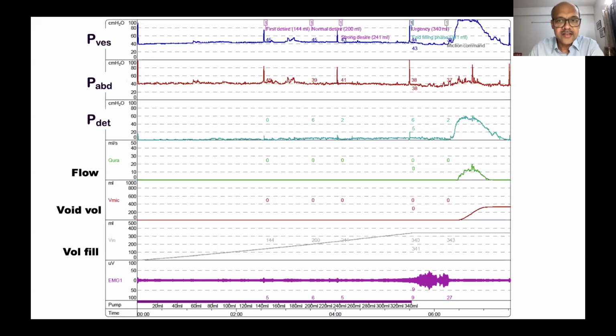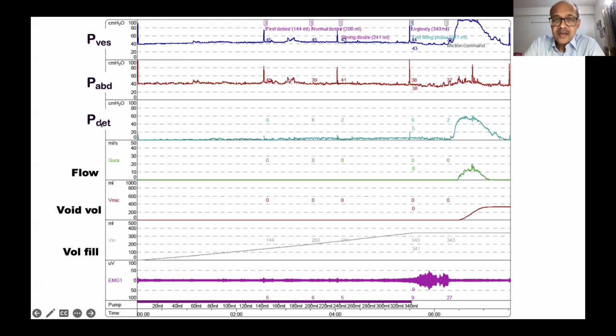So this is what a tracing looks like. The top line is vesical pressure, abbreviated as PVES. The next line is P abdomen, the red line. We often put red for rectum, you could say. And P det is the third line, which is the subtracted pressure. If you subtract abdominal pressure from the vesical pressure, you get the detrusor pressure.